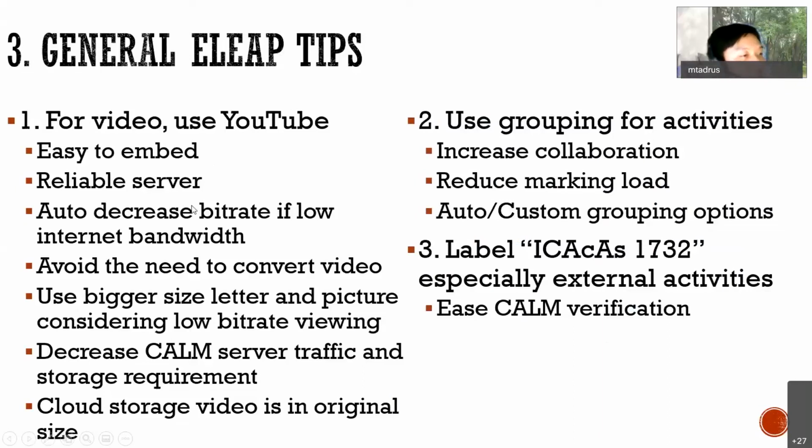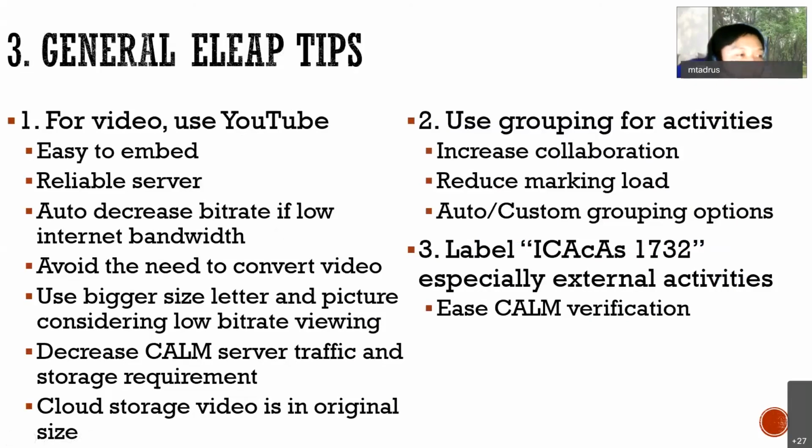So if you capture your video, it might be in HD, or if you have a better video cam, it will be in 4K, for example. So the size of the video is very big. If you upload it to YouTube, the bitrate will automatically decrease until 480 or 360. That will save a lot of data for the student, and they can also watch it smoothly because it's streaming, right?